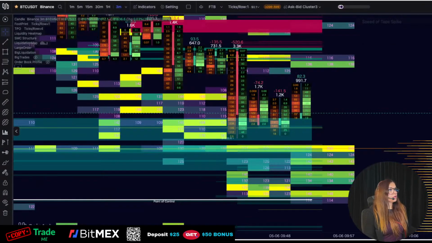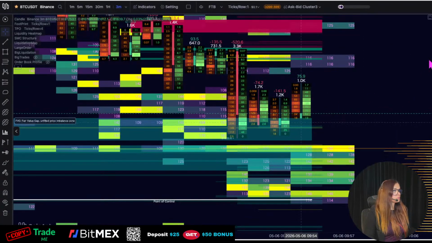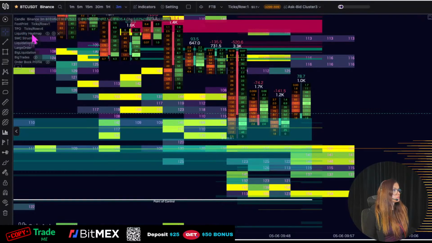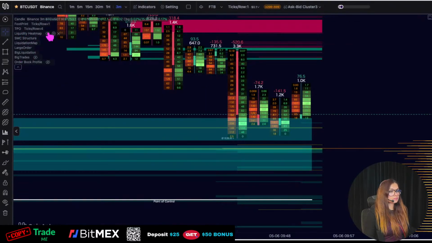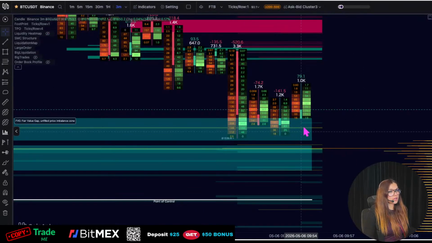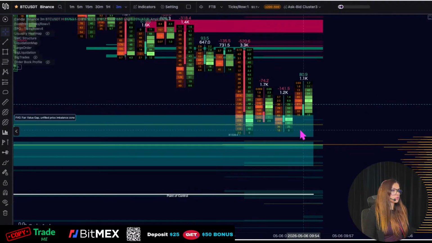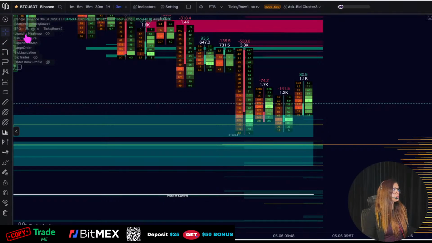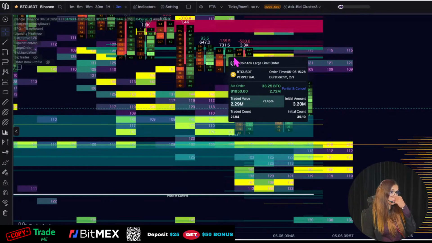Let's go back here. Liquidity heat map. All right. So yeah, that fair value gap has been disrespected, so I'd expect it to come and fill the whole thing eventually. Liquidity heat map. There we go.